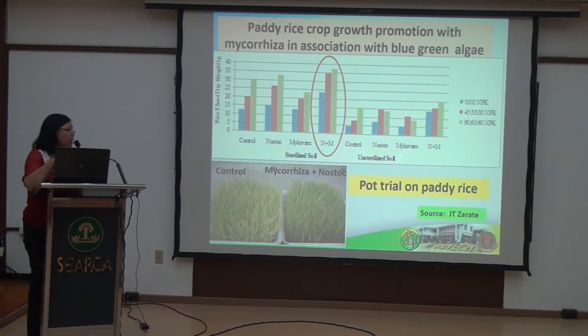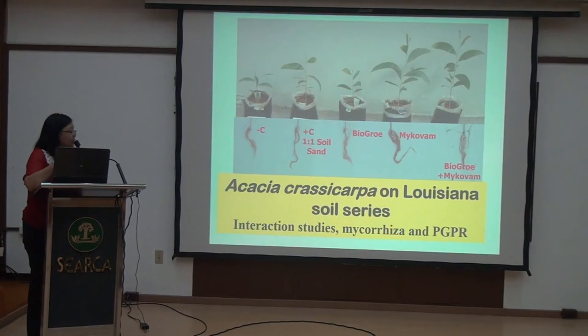So, but then when we planted it on unsterilized soil, ganito yung growth niya. This is rice shoot dry weight. Maliliit lang yung plants. But then when we sterilize the soil, nag-proliferate yung beneficial microbes. But the best was in combination. The three colors stand for the different fertilizer rate. So there is a very positive growth with no stock and mycorrhiza.